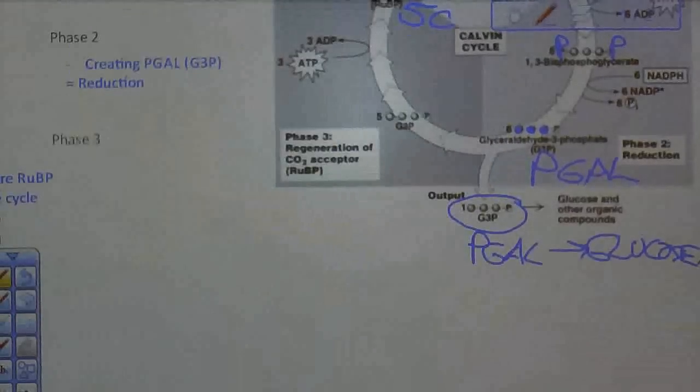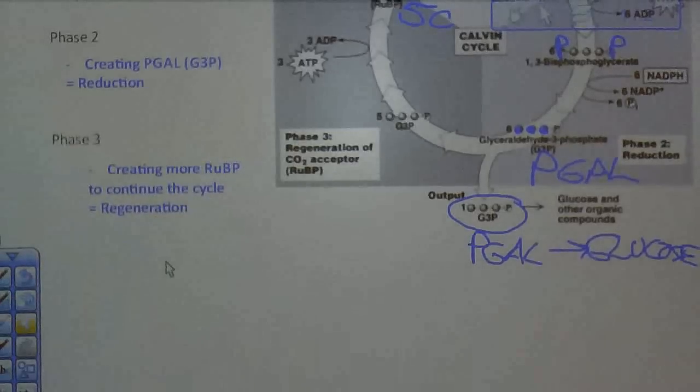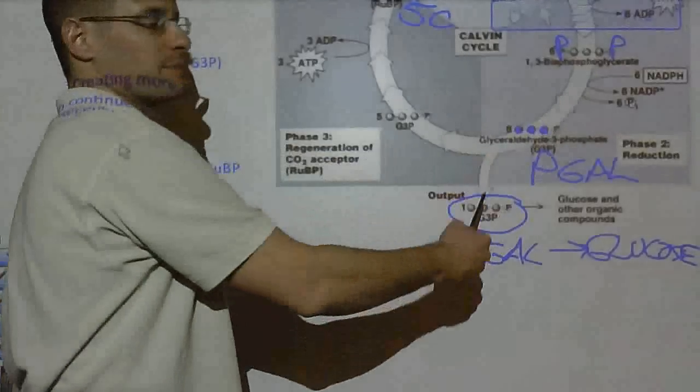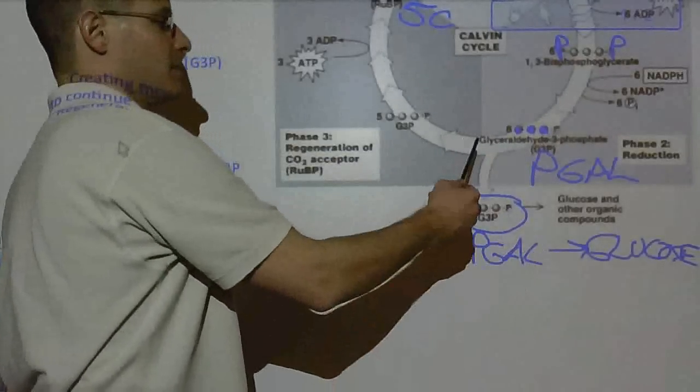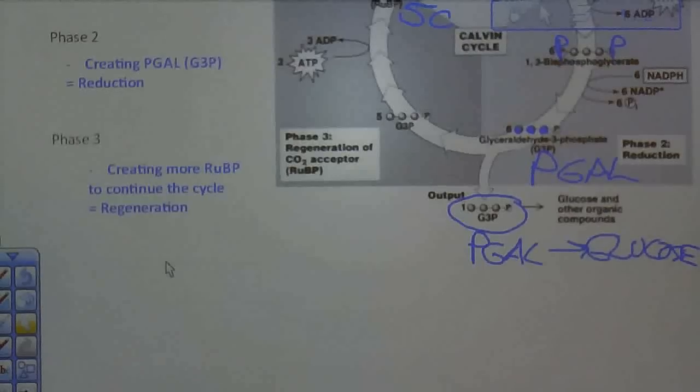So eventually that 3-carbon molecule forms into a 6-carbon glucose. It just needs some more chemical reactions and a little bit more carbon molecules. Phase 3 is how this cycle continues. Notice the pGal drops out to become glucose, but there is stuff that stays in so that the cycle is a cycle. And that's phase 3, regeneration of RuBP.